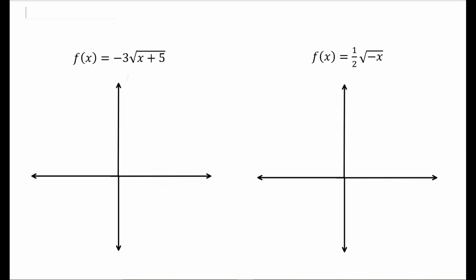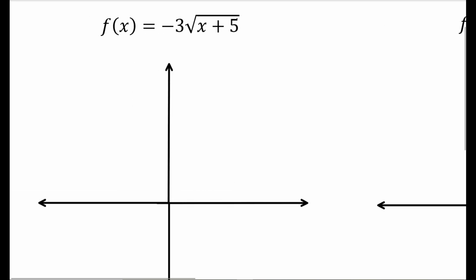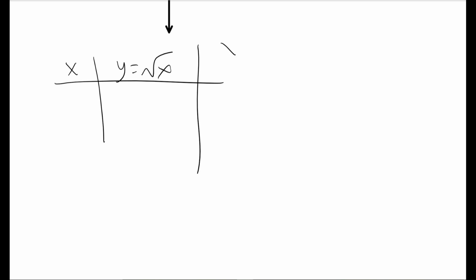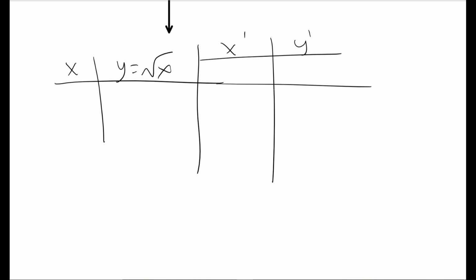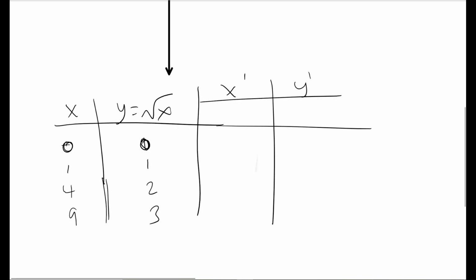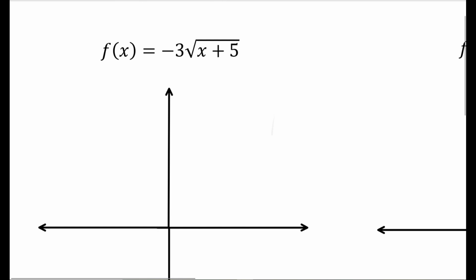Let's look at some more. So let's go ahead and set up the XY. Now that we kind of have a handle on this, we should be able to fly through this quickly. So let's look at the XY table, just like before. We'll say y equals square root of x. We're going to do our transformations now as well. So these are going to be the same numbers, right? So 0, 1, 4, 9, 0, 1, 2, 3.